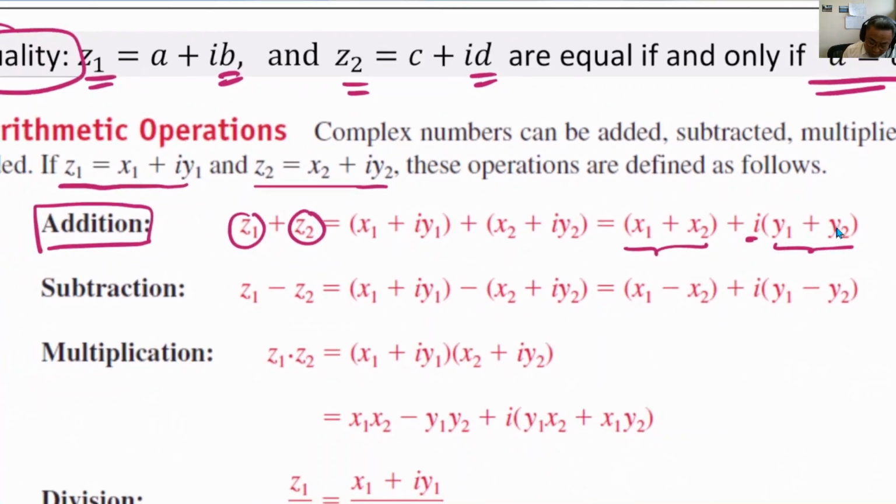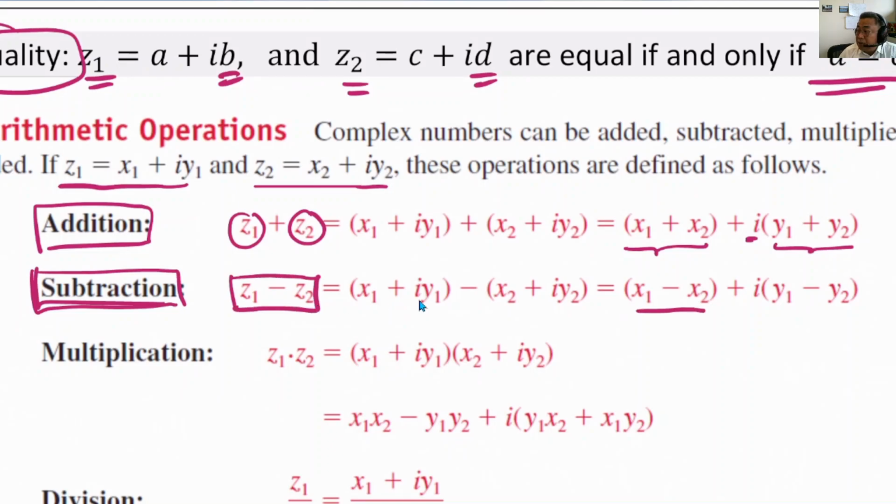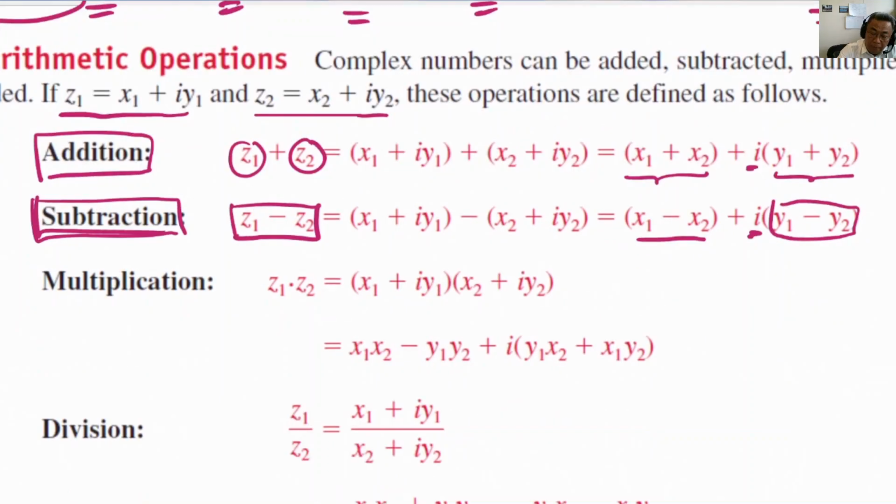Similarly, for subtraction, z1 minus z2, we are subtracting the real parts, x1 minus x2, plus i, y1 minus y2. So addition and subtraction behave in this way. What about multiplication and division? Well, let's try. z1 times z2.